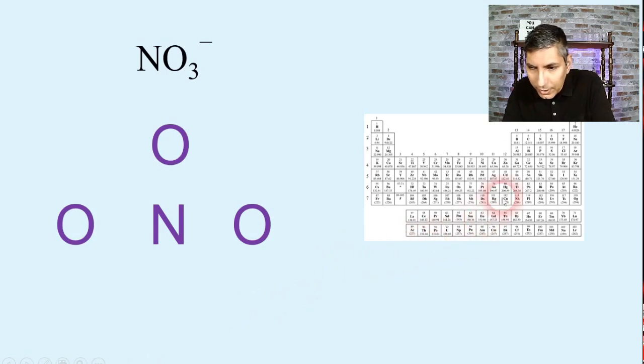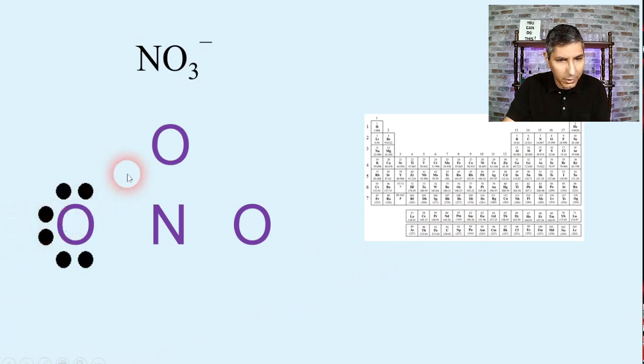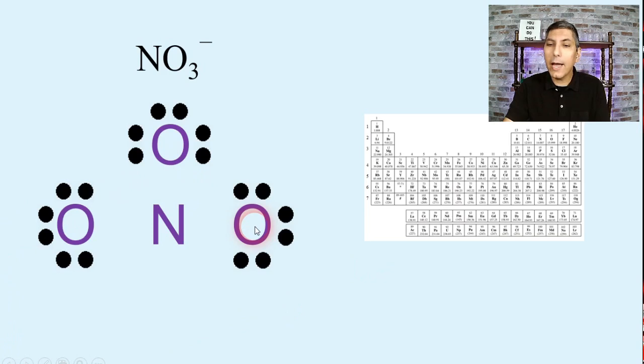So oxygen is in group 16, and it has 6 valence electrons. So 6 dots for each of these oxygens, that one there, 6 dots for this one, and then 6 dots for that one there. And then nitrogen, looking at the periodic table, has 5 valence electrons, being in group 15. So I'll put 5 dots around the nitrogen, just like this. Now, I need to put one last thing on here. I want you to notice that nitrate is a charged particle. It has a negative charge.